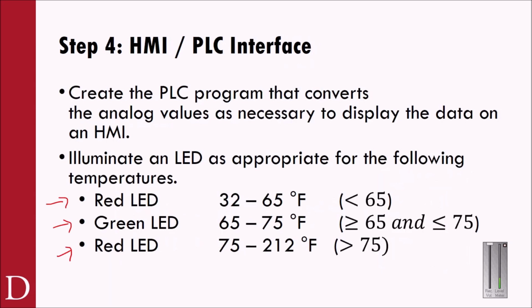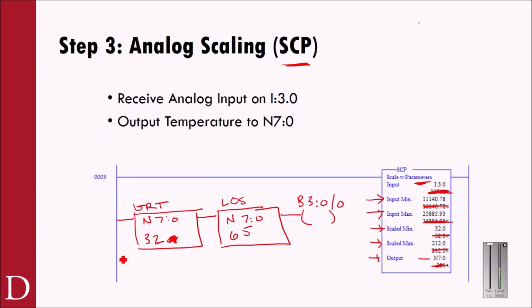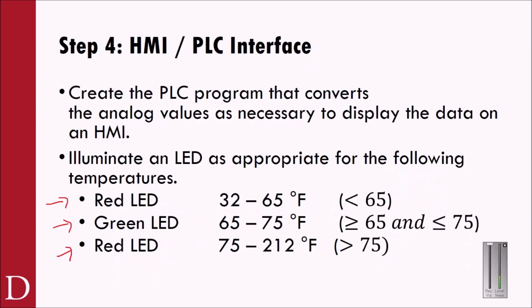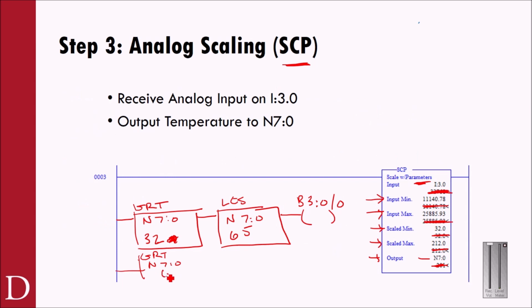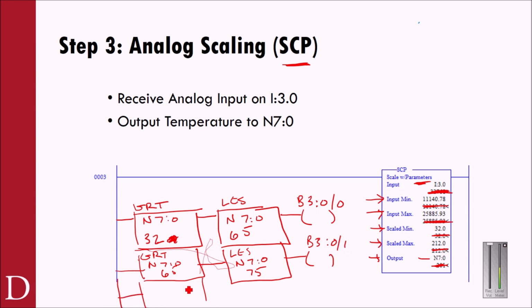And then the green light will be between 65 and 75. So I'll do the same thing here. I'll do a greater than. Is N70 greater than 65? And is it less than, is N70 less than 75? Then I'll go to a B3:0/1.